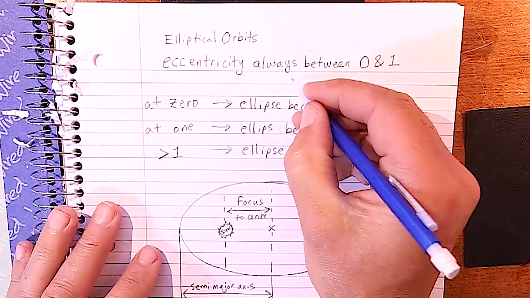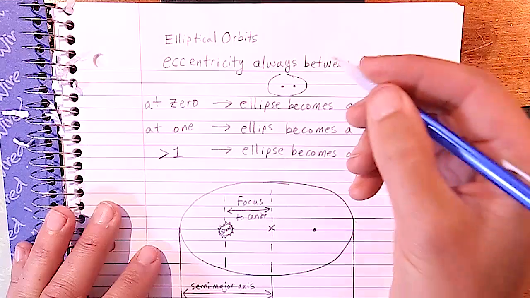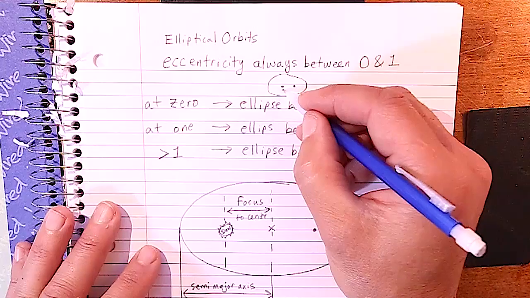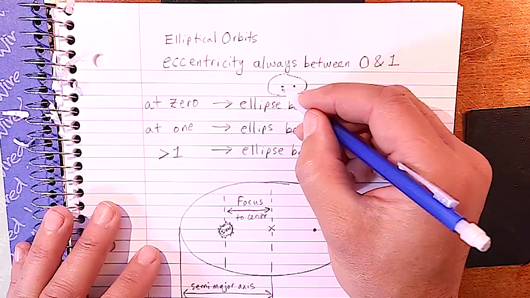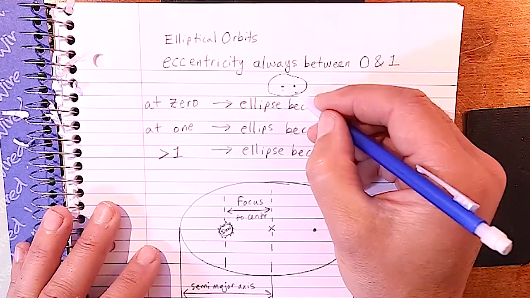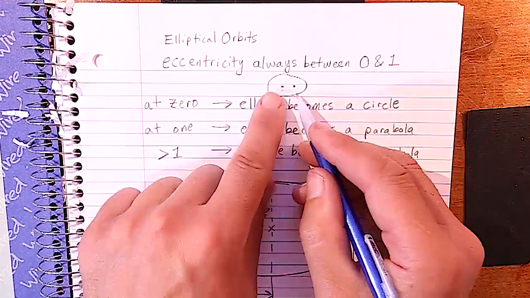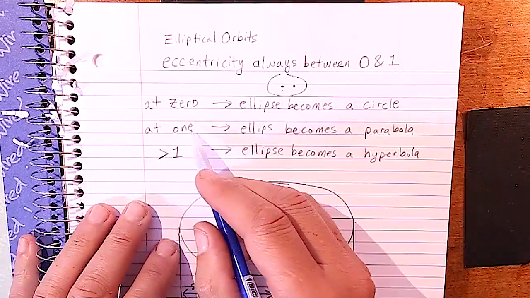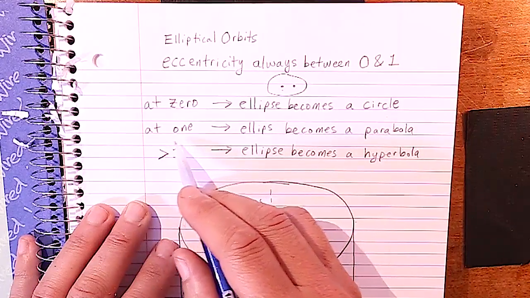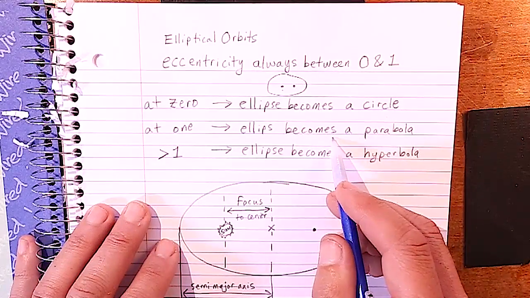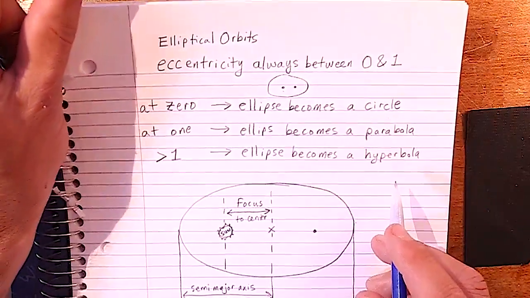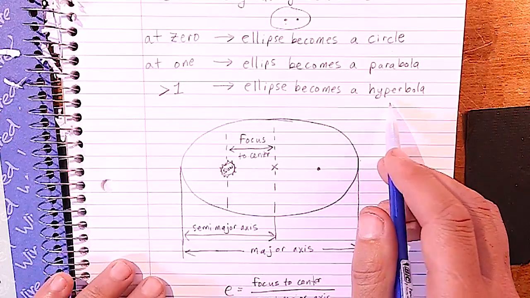So in an ellipse, you have two foci. In the case of the solar system, one of those foci is the Sun, and the other point is just an imaginary point that we use mathematically to solve these problems. So when these two foci get close together, then you start to approach a circle. When it's at 0, it is a circle. When they start to approach 1, the ellipse becomes a parabola. So it's no longer an ellipse at 1. And then when it is greater than 1, it becomes a hyperbola.